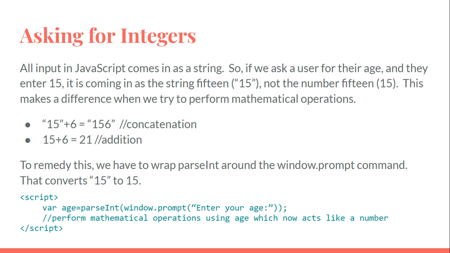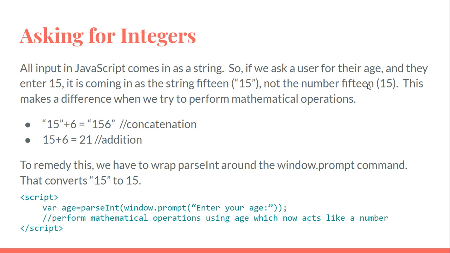Asking for integers. All input in JavaScript comes in as a string. So anytime I do a window.prompt, what's coming in comes in as a string. When I ask for their age and they put in 15, I get the string 15, see the 15 in double quotes, not the number 15.